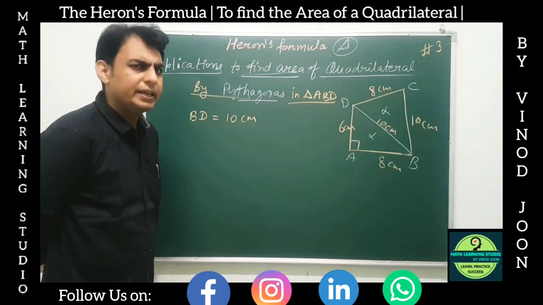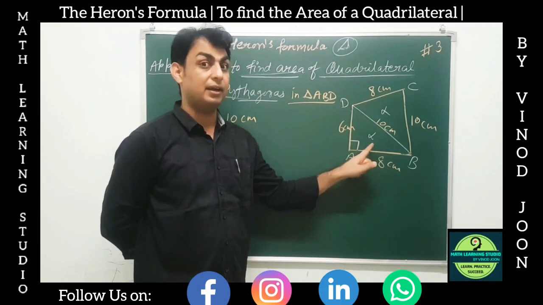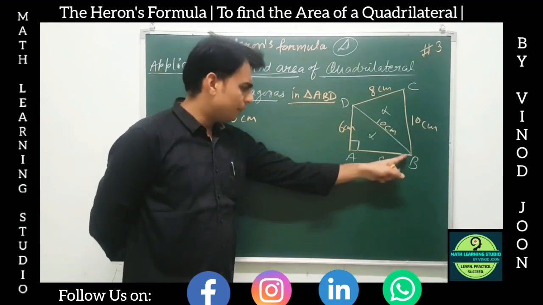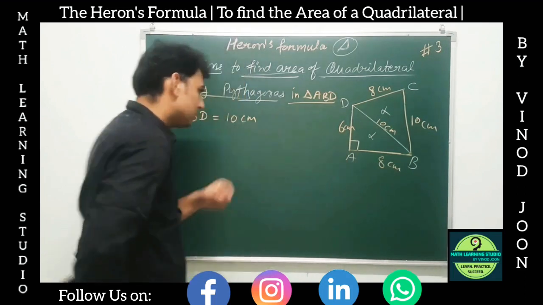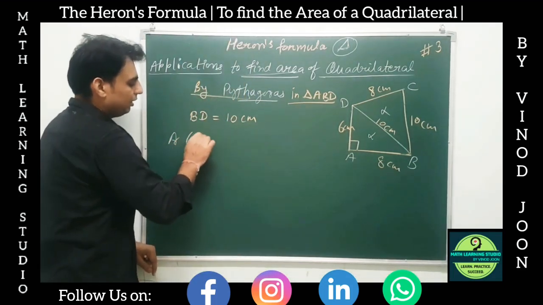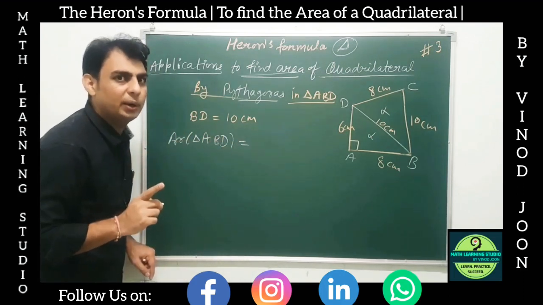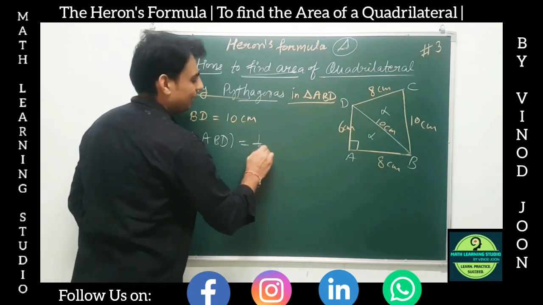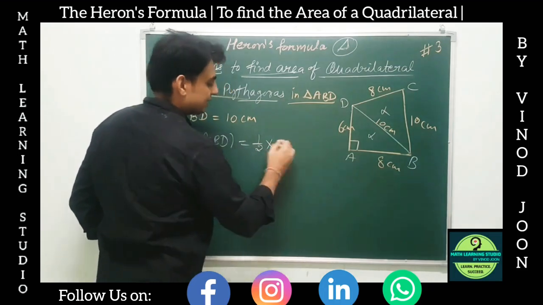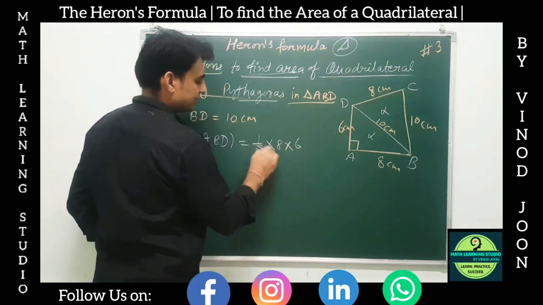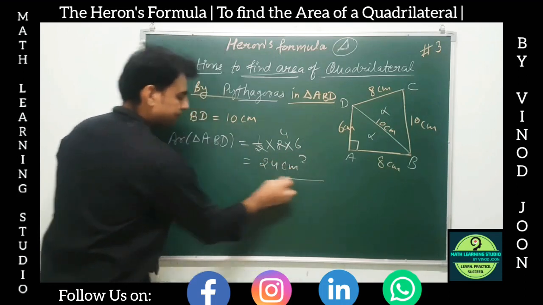That's it. Now, here one more easy thing has happened. Look at this triangle ABD. What type of triangle is it? Right angle. So we have a base and a perpendicular, meaning height. So if we find the area of triangle ABD, we need not apply Heron's formula. We can apply half into base into height. Half into base is 8, height is 6. So 2 fours are 8 and 6 fours are 24 centimeter square.